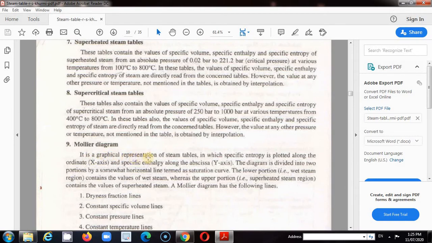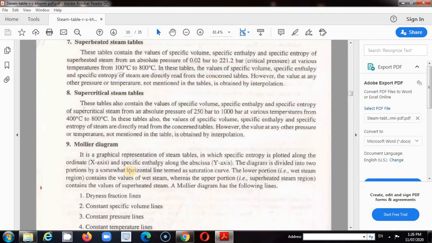It is a graphical representation of the steam table in which specific entropy is plotted on the x-axis. So students, the specific entropy, that is the value of S, is on the x-axis, and the value of specific enthalpy, that is H, is mentioned on the y-axis. The diagram is divided into two portions. The upper half portion is related to dry steam, and the portion below that dark line, that is the saturated line, is supposed to be the wet region.